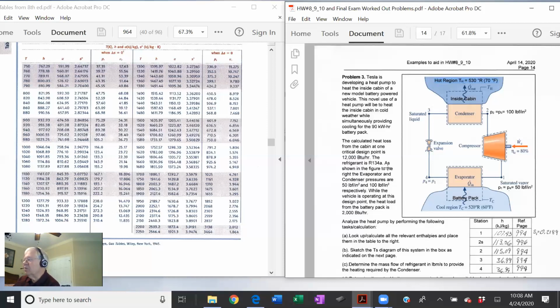The refrigerant is R134A. As shown in the figure to the right, the evaporator and condenser pressures are given. So here's what we're trying to do. We're trying to heat the cabin. And if you look at the tables, you'll see you need a high pressure of the 134A to get it hot. So you need about 100 psi, 100 pounds per square inch, in the condenser. Down in the evaporator, you need a pressure of about 50 pounds force per square inch, and that's given in the problem statement.